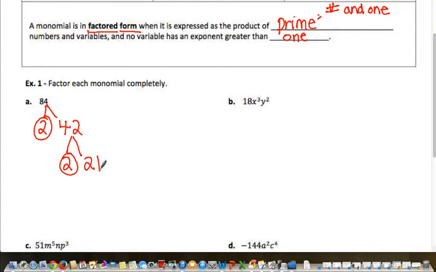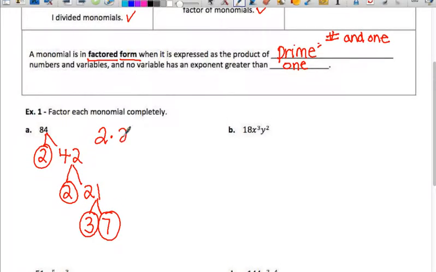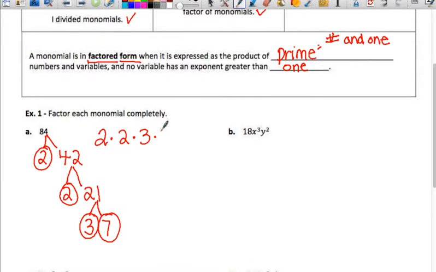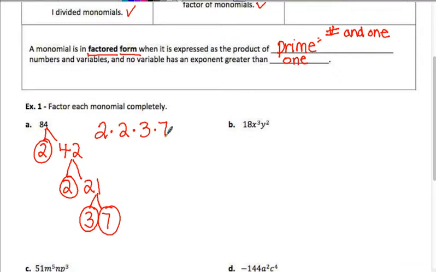Well, 21 is not even. However, I do know that 3 goes into it. I usually try to go up my numbers, so 3 is the next prime number. So I'm going to put 3 times 7, because those are the factors there. Well, 3 is a prime number, as is 7. So when I factor this completely, 84 factored completely is 2 times 2 times 3 times 7. And that's as easy as that is. So there's my number broken down into prime number factors.